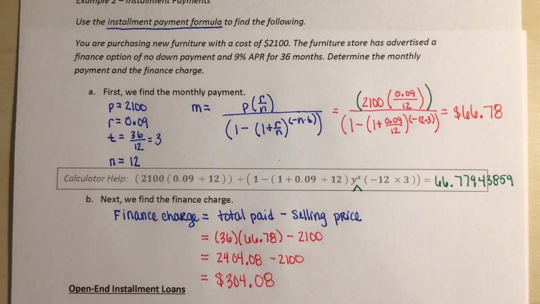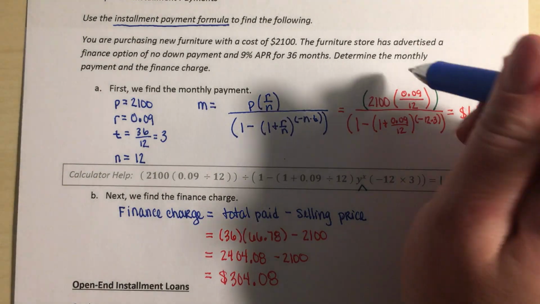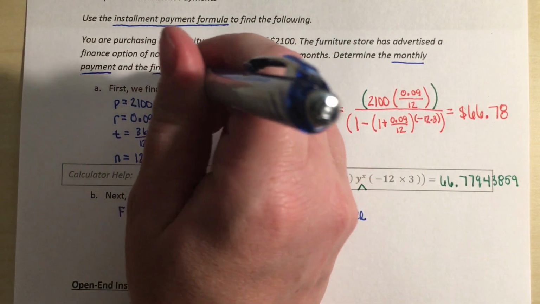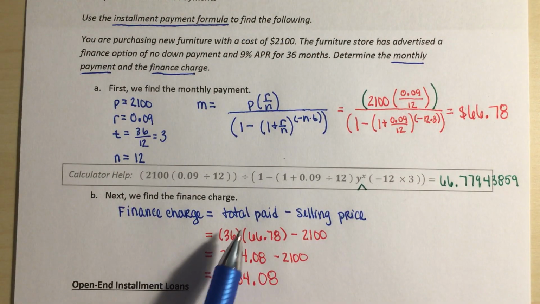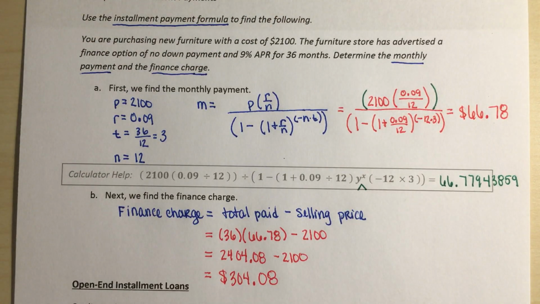So depending on the type of problem that we're looking at, we may be asked to simply find our amount of payment, but in this case we're asked to find our monthly payment, which we used our formula for, and then our finance charge, which is always going to be our total paid minus our selling price. In this case, in order to find that total paid, we did need to do a multiplication to begin with that.